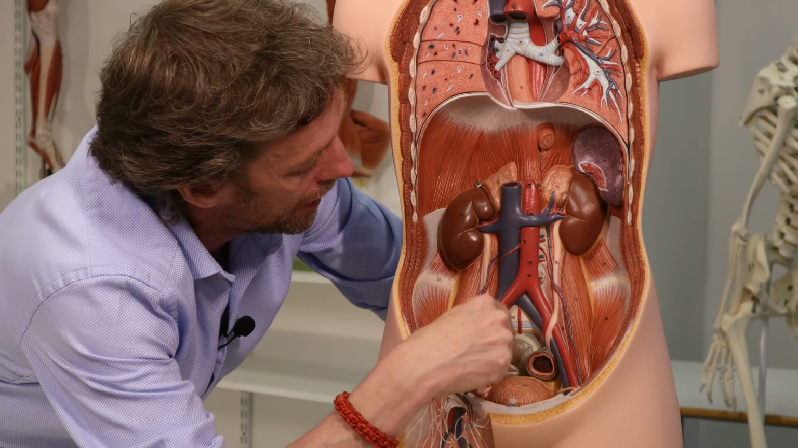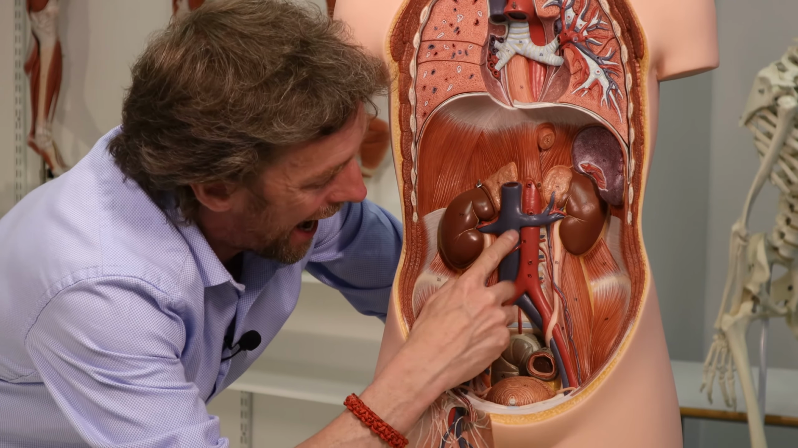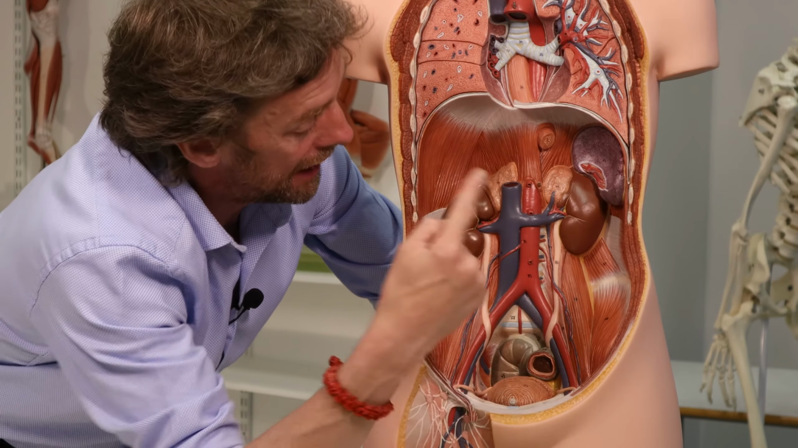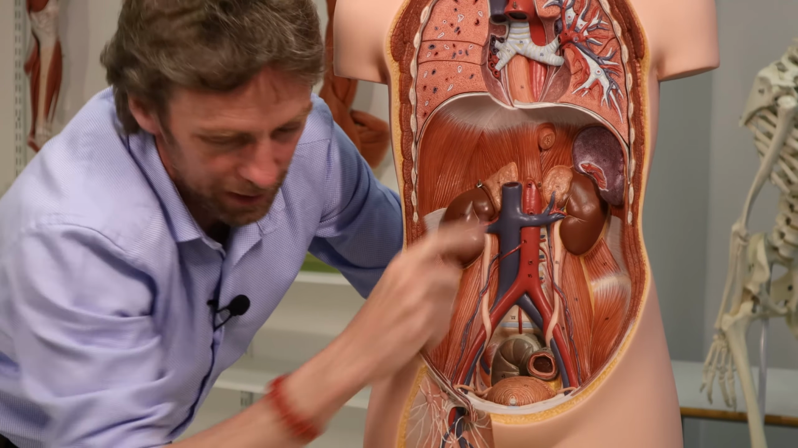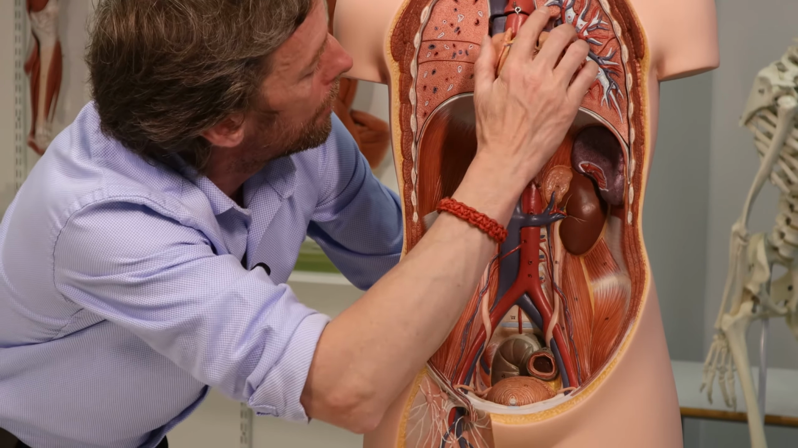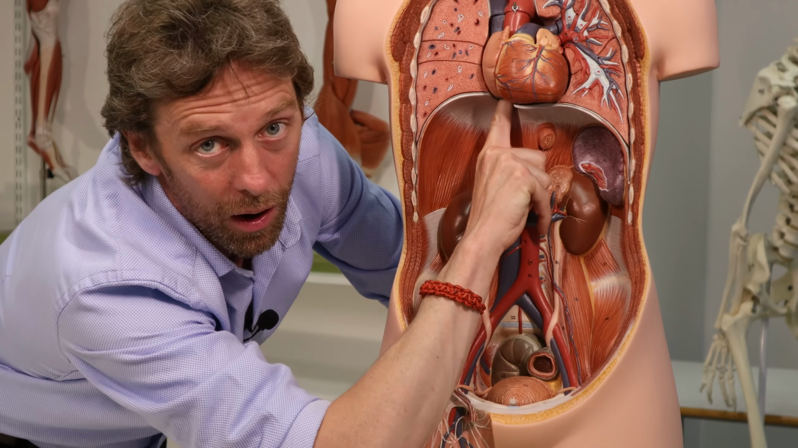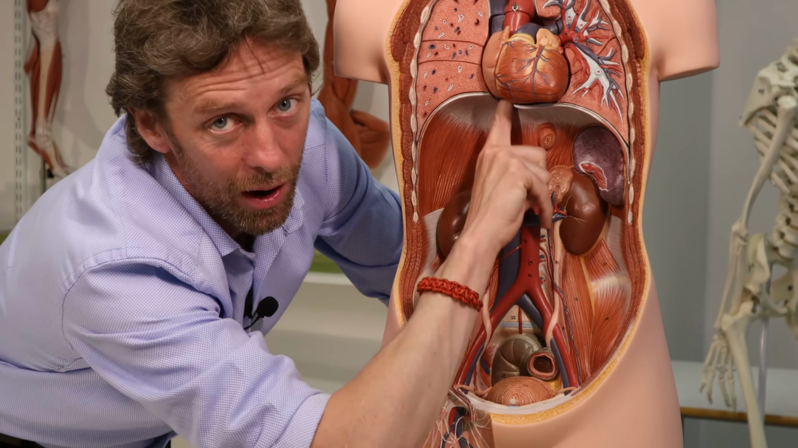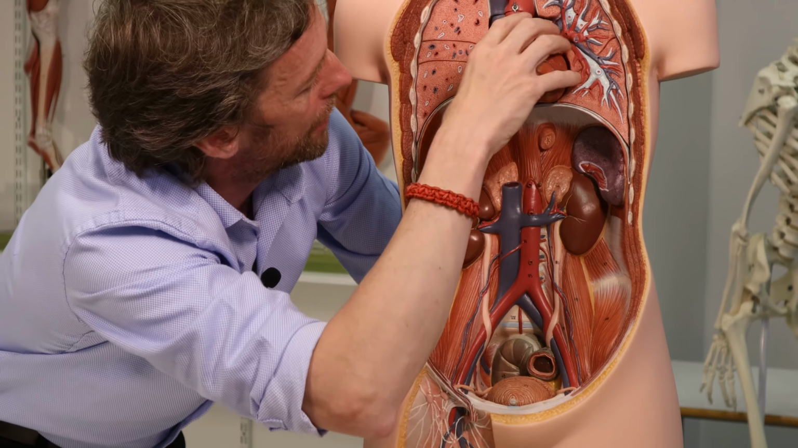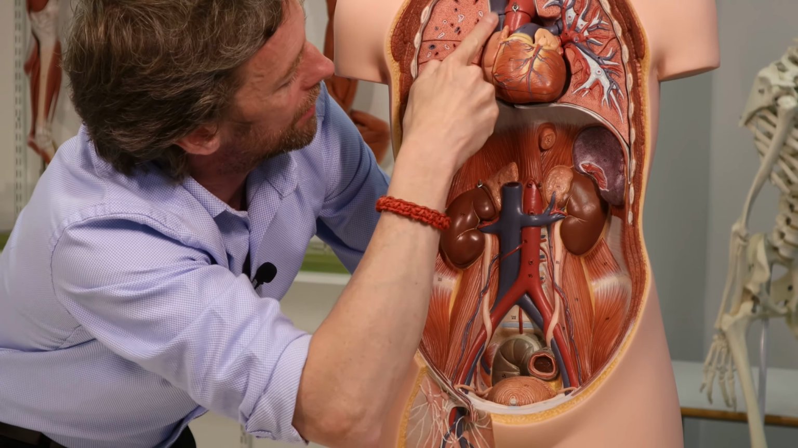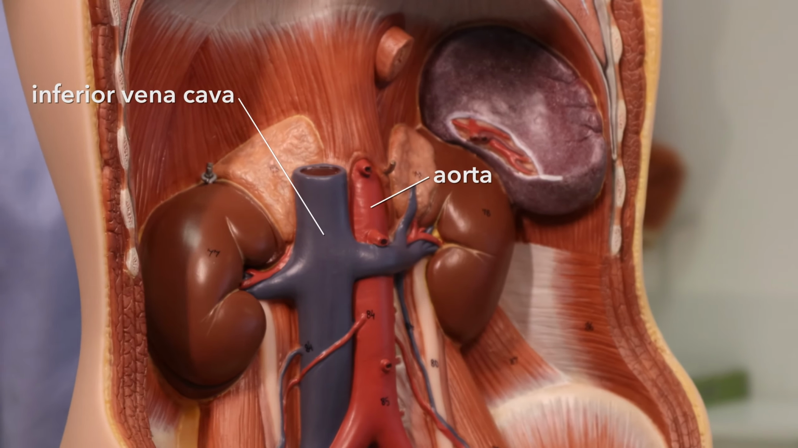Alright, if we take that off then we can see the aorta, and next to it is the inferior vena cava. So this is going to carry blood back from the abdomen. The liver is going to send blood into the inferior vena cava, and then that's going to go through the diaphragm and straight back into the heart, into the right side of the heart, so into the right atrium, and then off around the body. There's the superior vena cava up there.